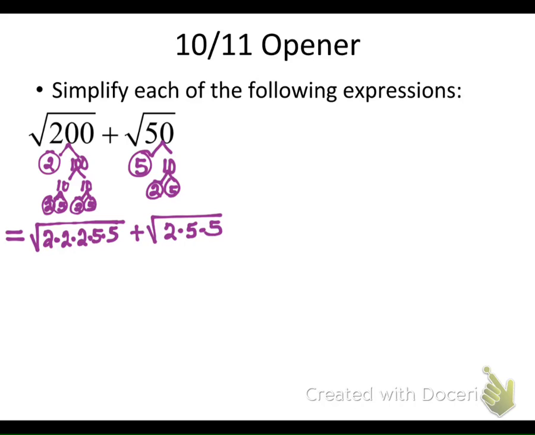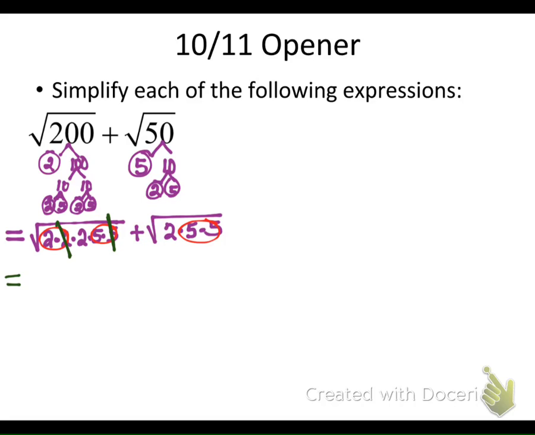Now, to continue simplifying my square roots, I then circle my factor pairs here. So there's a pair, and there's a pair. Once I've circled my pairs, what happens to them? They cross out, and what happens to them, though? They become a single number in the coefficient, on the outside. So I crossed out a 2 and a 5. They both become a single number on the outside.